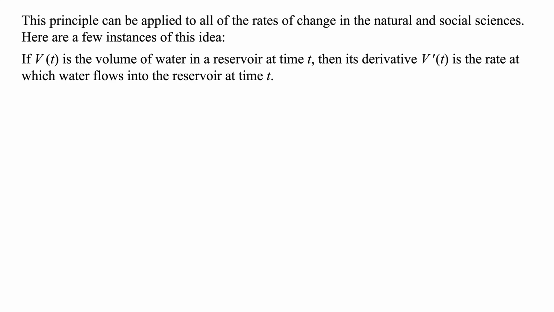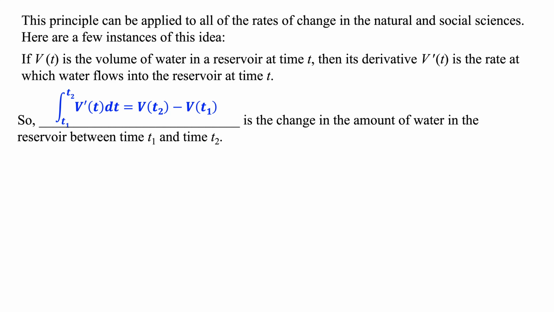So V of t is the volume of water in a reservoir at time t, when its derivative V prime of t is the rate at which water flows into the reservoir at time t. Now, if it's negative, that means it's coming out of the reservoir. So if we wanted to write our integral from time 1 to time 2, V prime of t dt is equal to capital V of t2 minus V of t1, is the change of the amount of water in the reservoir between those two times.